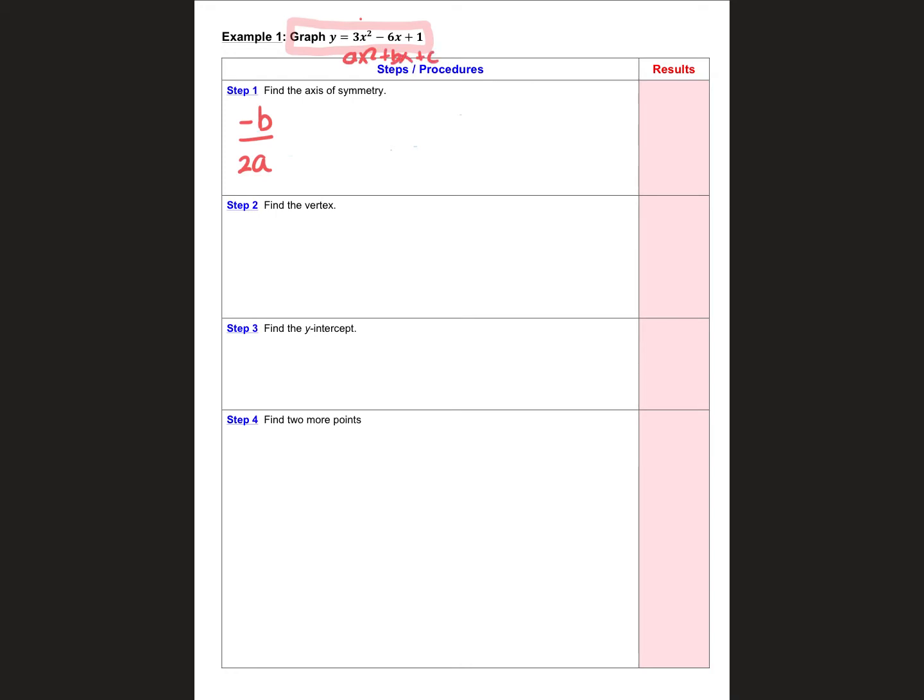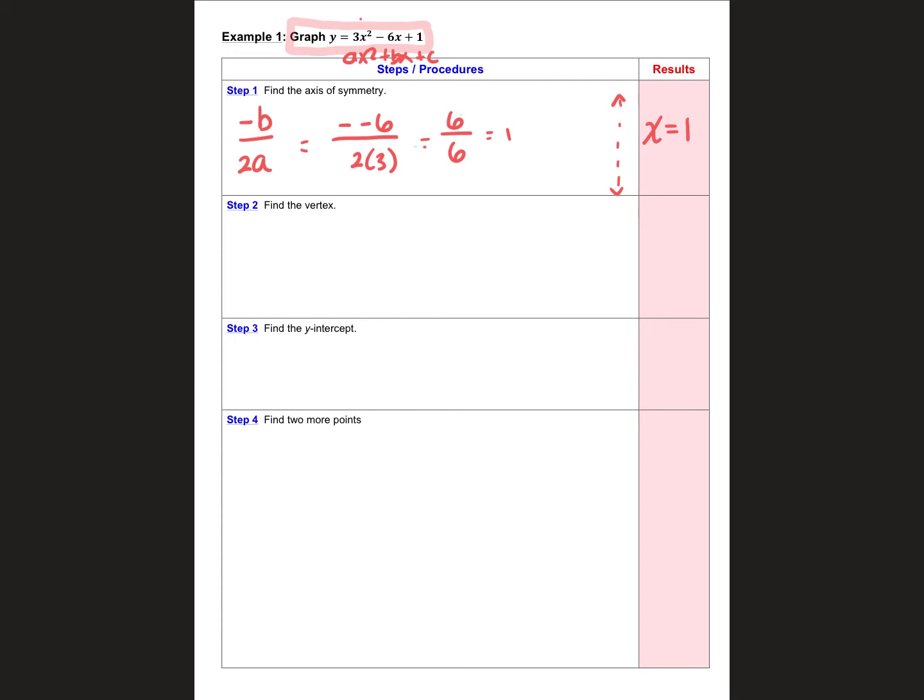So b is negative 6. So negative 6, which is really positive 6, over 2a. The a is the 3. Negative 6 is positive 6, over 2 times 3 is 6, which is 1. I like to write x equals 1 for this because remember, axis of symmetry is an equation of a line. We'll be drawing it like that on the graph.